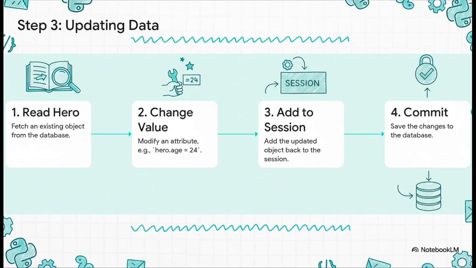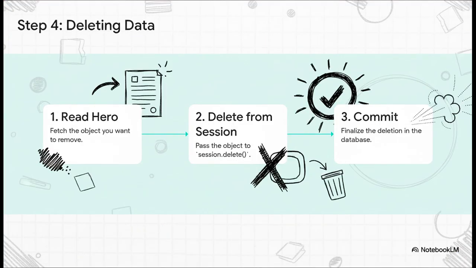Okay, what about updating? Well, it's just as easy. You first read the object you want to change from the database. Then you just modify its attributes directly in Python, like setting the age here. And finally, you add that modified object back to the session and commit. SQLModel is smart enough to know this is an update, not a new entry. And to round out our CRUD tour, we have deletion. You probably know how this goes already, right? Just like updating, you fetch the record you want to get rid of, then you just pass that object to session.delete and commit your changes. And poof, the record is gone from the database, clean and final.